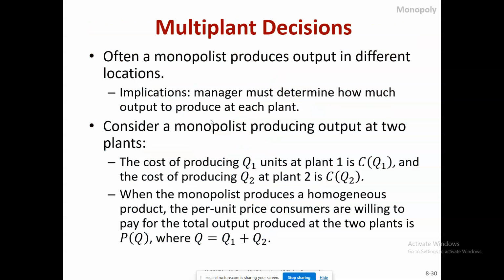Now, let's think about the situation where a monopolist produces output in different locations. It is a very practical situation. Then the manager must determine how much output to produce at each plant. Let's think about a simplified situation where a monopolist produces at 2 plants. The cost of producing Q1 units at plant 1 is C1(Q1), and the cost of producing Q2 units at plant 2 is C2(Q2). When a monopolist produces a homogeneous product, it means that the products from the 2 plants are identical. Then the total amount of products is the sum of the two: Q1 plus Q2 is Q.